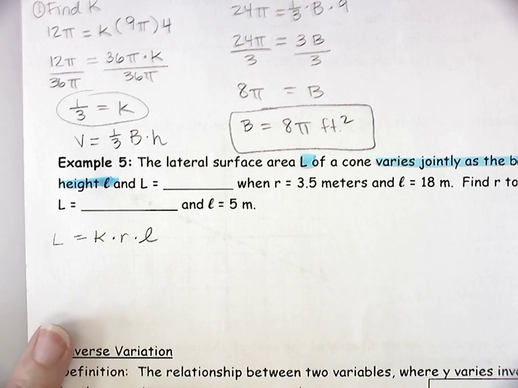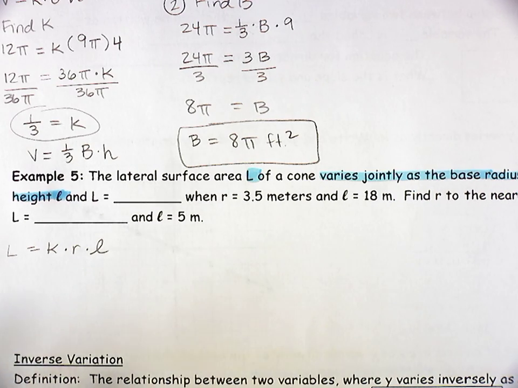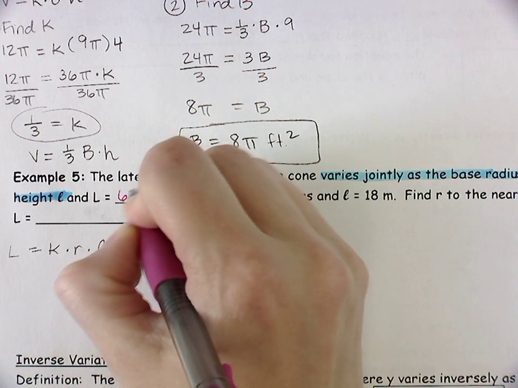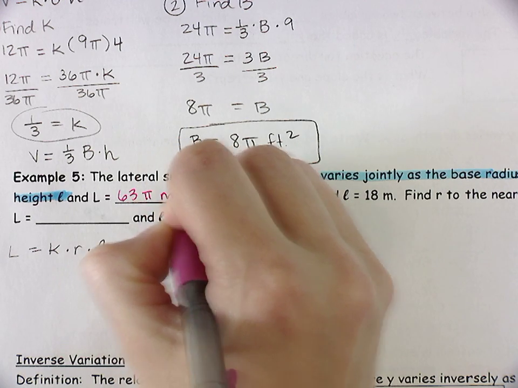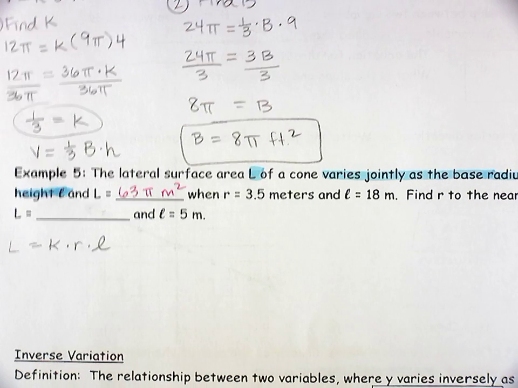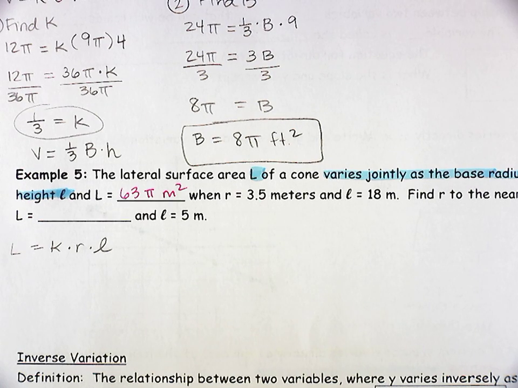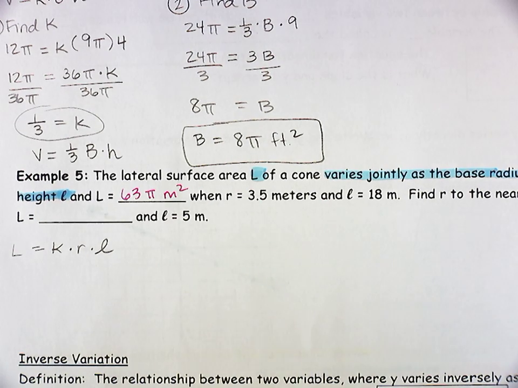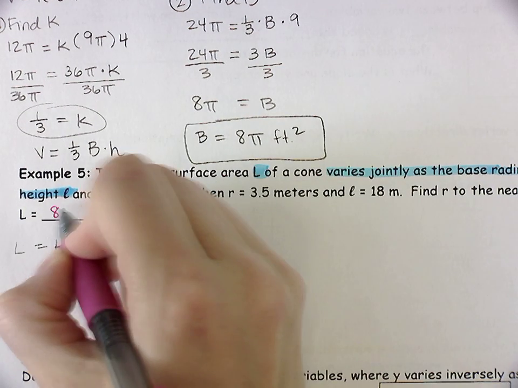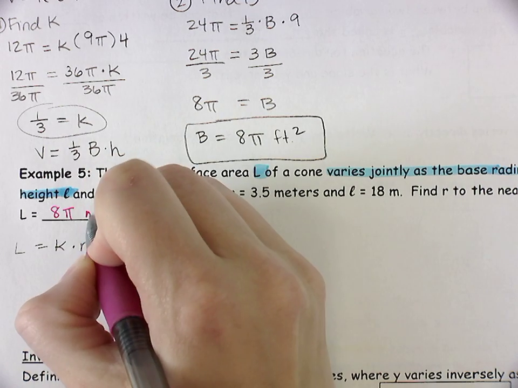Okay, and then for this, your L value is going to be 63 pi meters squared, when R is 3.5 meters and the slant height is 18 meters. And then we're going to find R to the nearest tenth when L is 8 pi meters squared.